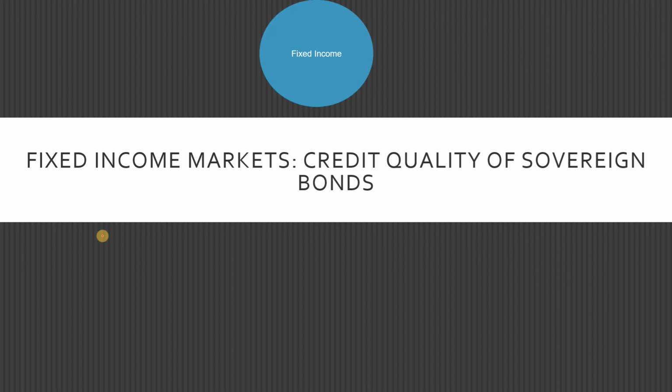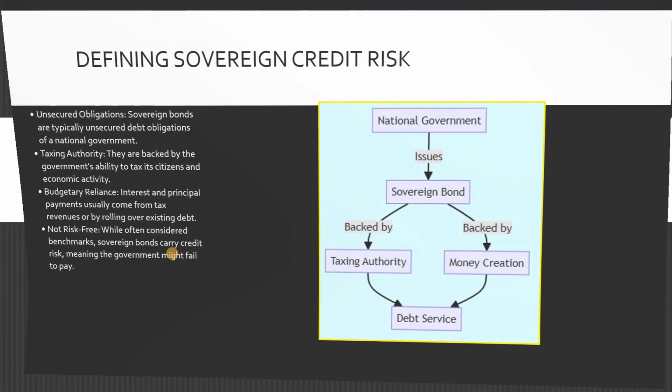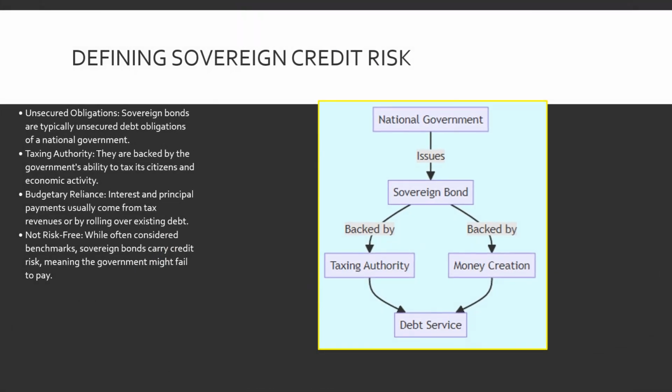Sovereign bonds are typically unsecured debt obligations issued by a national government. They are not backed by physical collateral, but rather by the government's taxing authority, its power to tax citizens and economic activity. Interest and principal payments usually rely on these tax revenues or the government's ability to roll over existing debt by issuing new bonds.